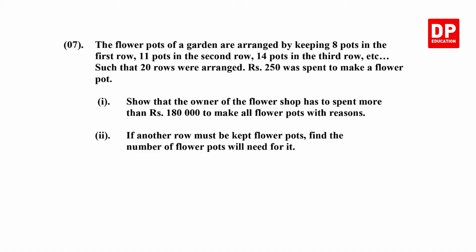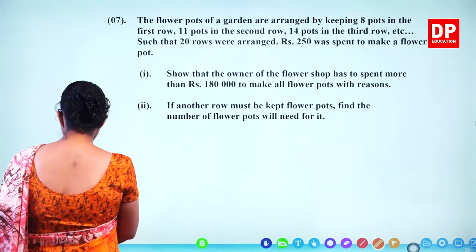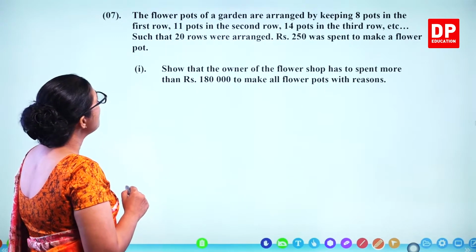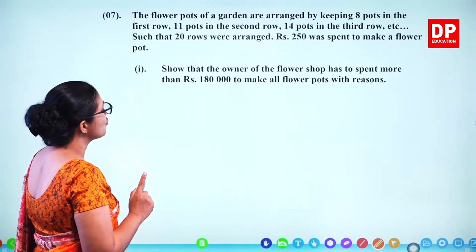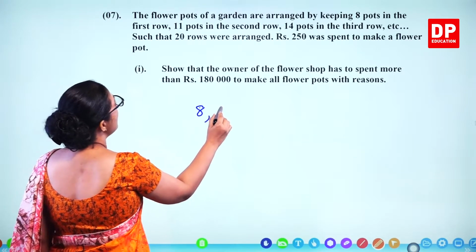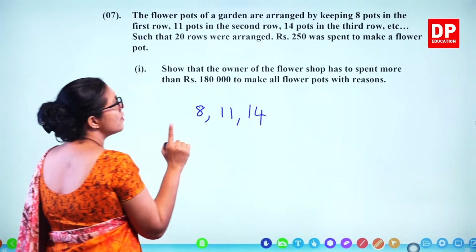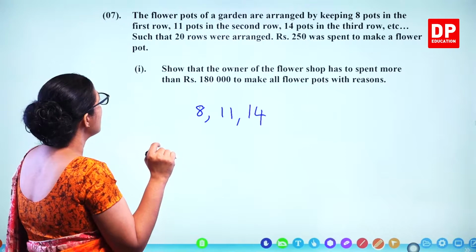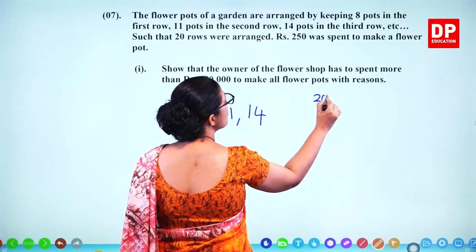Question number 7. So this is about number patterns. So we need to find out total or the nth term. So let's do that. The flower pots of a garden are arranged by keeping 8 pots in the first row. So we'll write down 8 first row, 11 pots in the second row, 14 pots in the third row, etc., such that 20 rows were arranged. So altogether 20 rows are there.